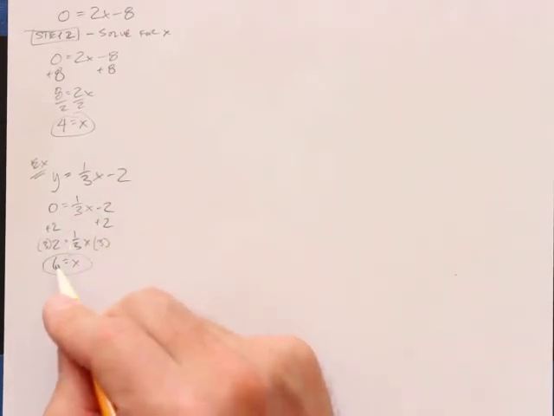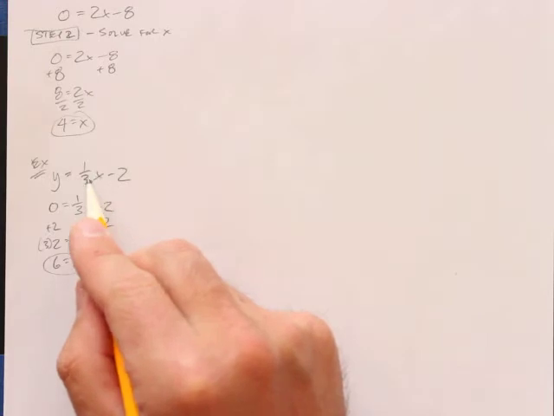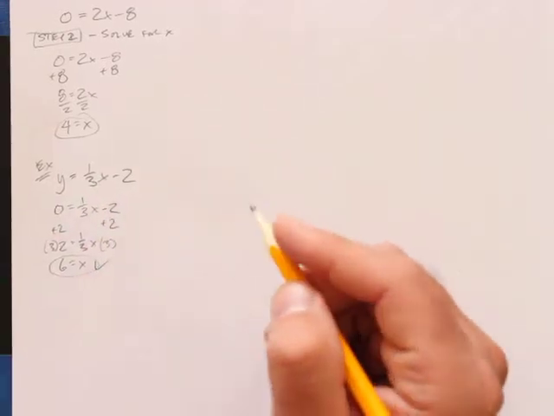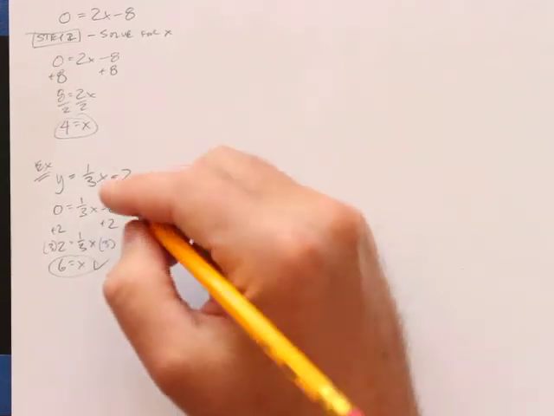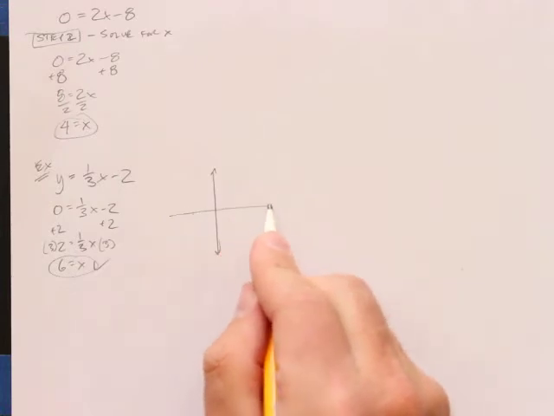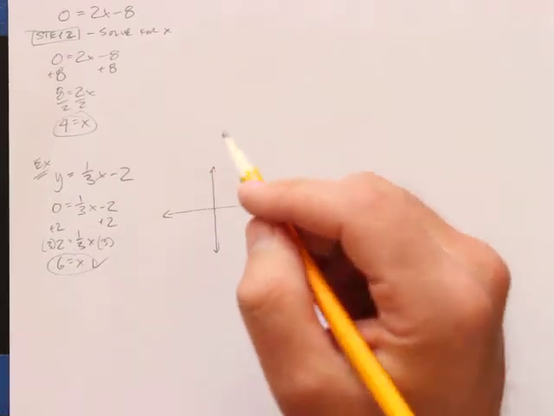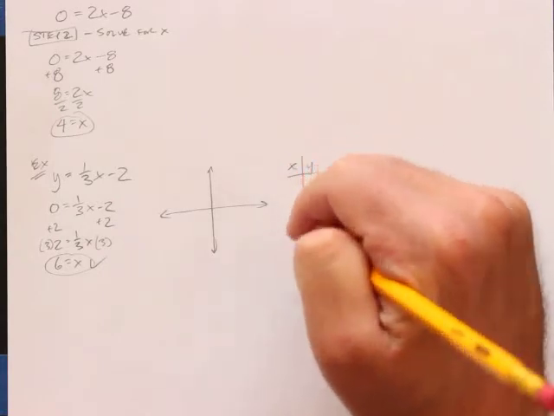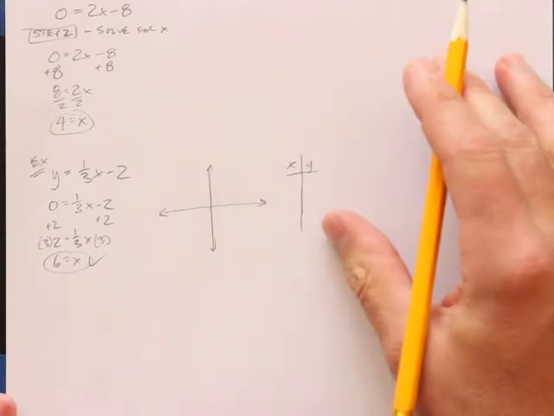Now I can plug this 6 back in here. 1/3 of x is 2. 2 minus 2 is 0, and so I've checked my answer, and that works well. Now let's graph this one real quick, just so that we can see what we're talking about here. We probably should have graphed that other one too, but let's just graph this one.